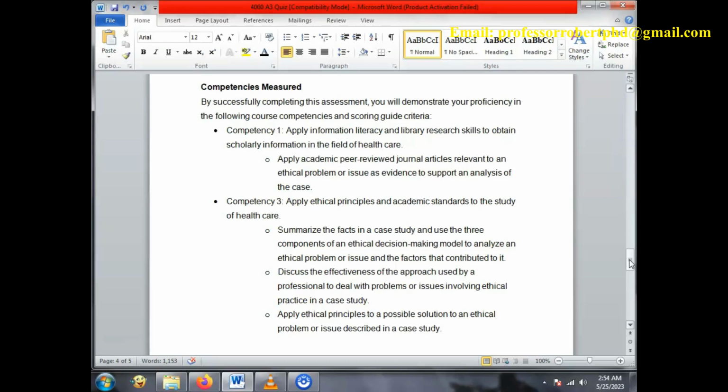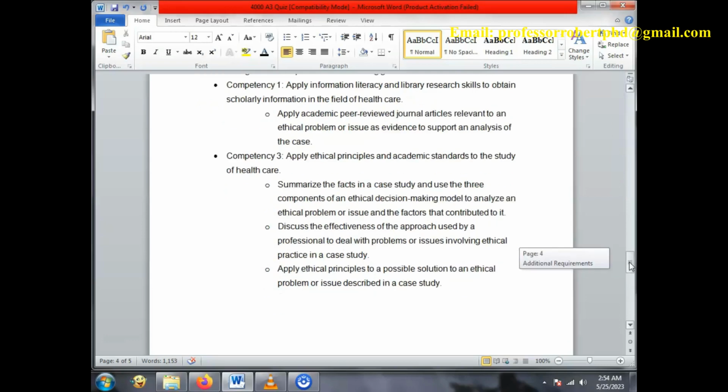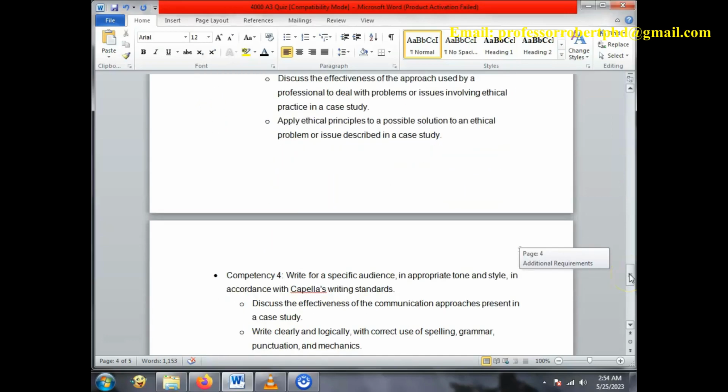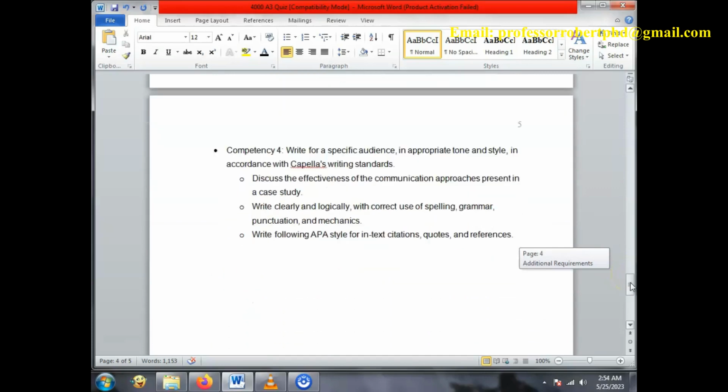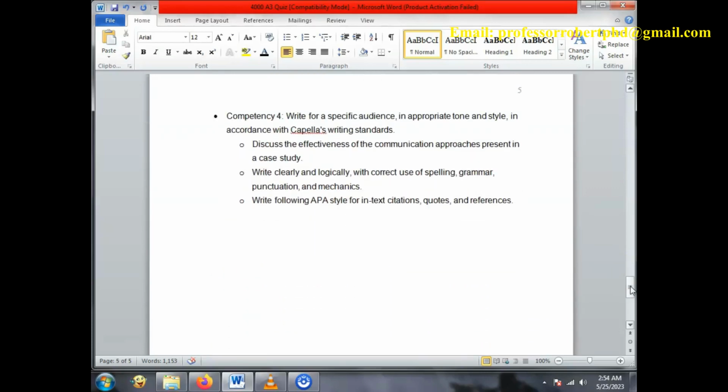Discuss the effectiveness of the approach used by a professional to deal with problems or issues involving ethical practice in a case study. Apply ethical principles to a possible solution to an ethical problem or issue described in a case study. Competency 4. Write for a specific audience, in appropriate tone and style, in accordance with Capella's writing standards. Discuss the effectiveness of the communication approaches present in a case study. Write clearly and logically, with correct use of spelling, grammar, punctuation, and mechanics. Write following APA style for in-text citations, quotes, and references.